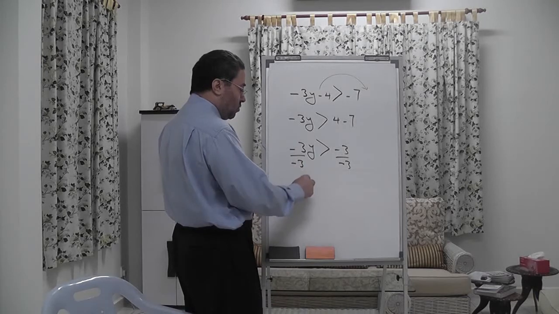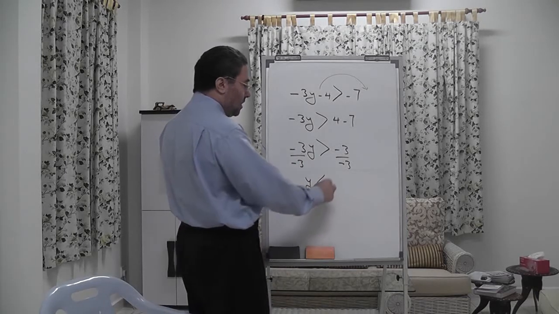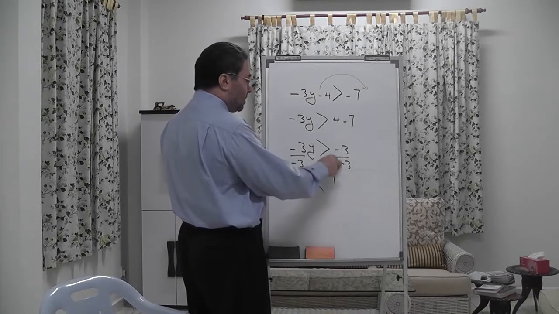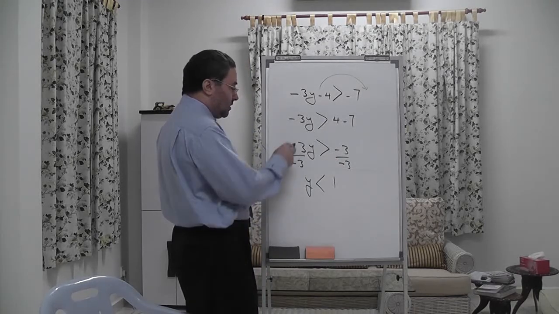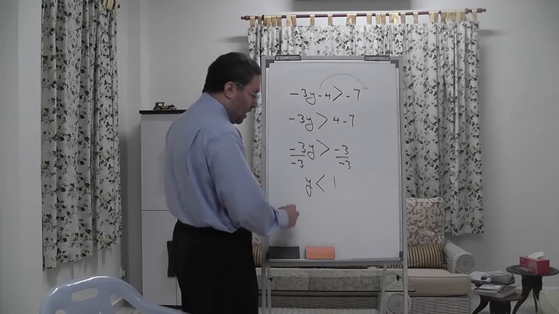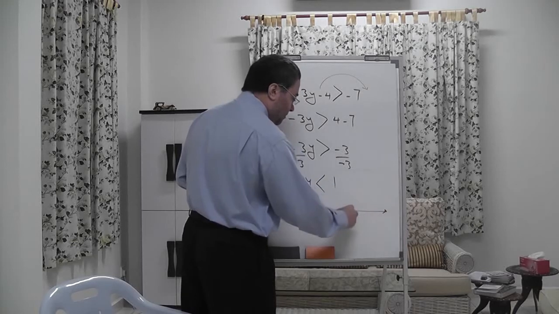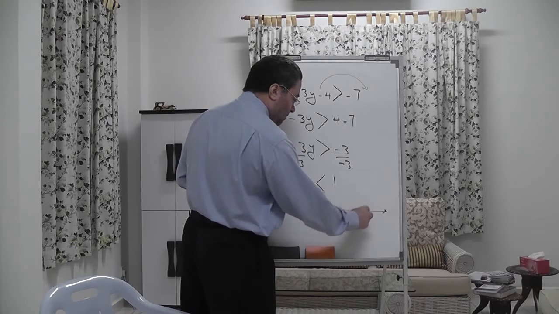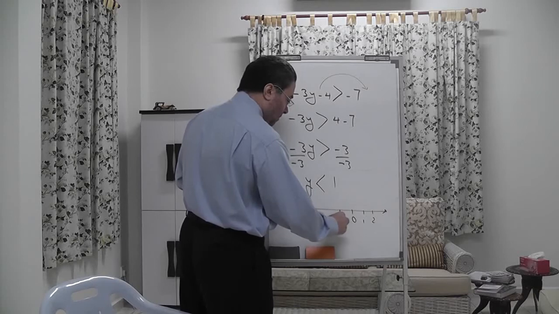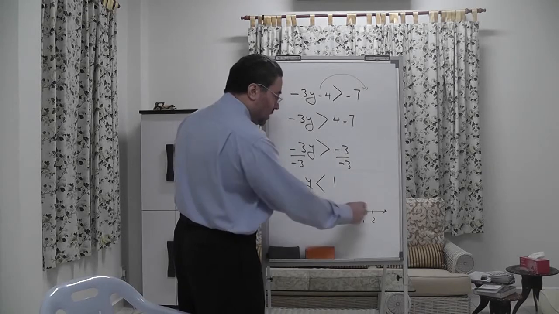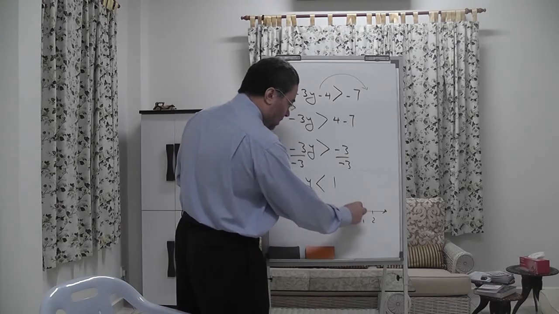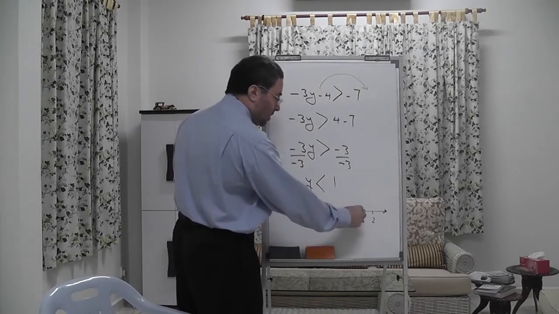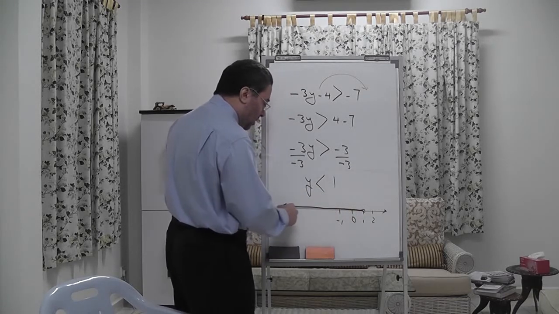So on this side we get y less than 1. Minus 3 divided by minus 3 is 1, and same on this side. So y is less than 1. And so on, and we start here. At 1 we have an open circle, and we go all the way to the end.